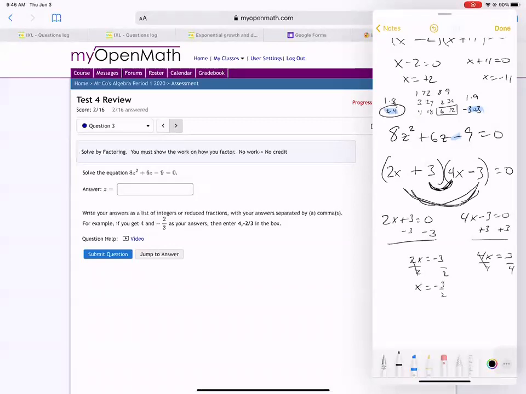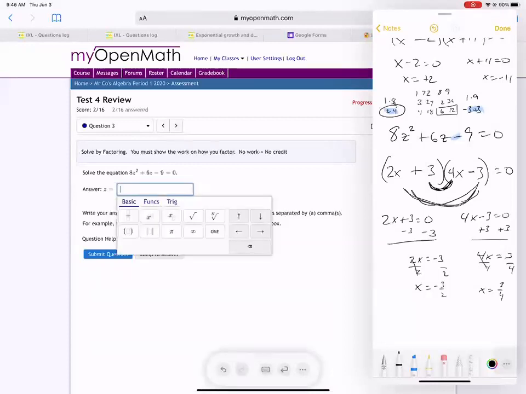Negative 3 over 2, x is equal to 3 over 4. And if you just started trying to do these problems, they would be very hard to do. We've been working on these for over a month now. You can learn this in 30 minutes, and the videos are up. Okay, so these are my answers. Let's go ahead and write them.